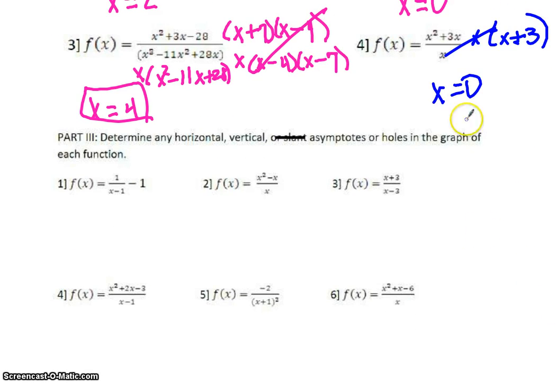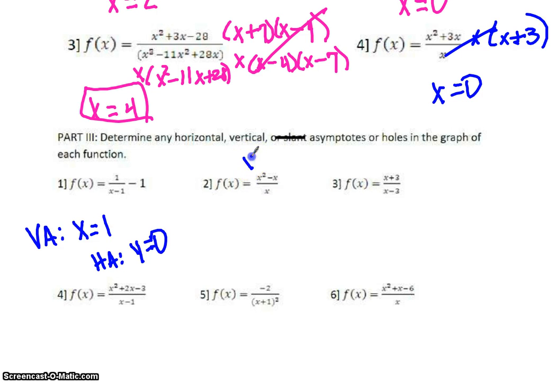Determine any horizontal, vertical asymptotes or holes. Don't worry about that minus 1 over there because there's nothing under it. Okay, nothing's going to cancel, so no hole. Vertical asymptote of x is equal to 1. Horizontal asymptote: you have a degree of 1 in the bottom, a degree of 0 in the top. So that should be y is equal to 0 if the denominator is larger.